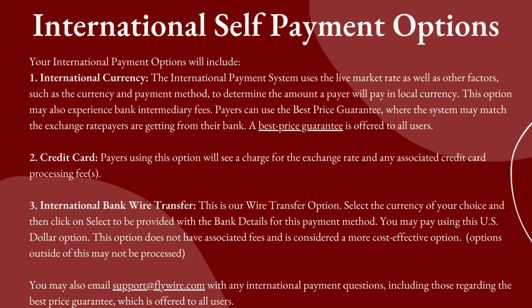Credit card. Payers using this option will see a charge for the exchange rate and any associated credit card processing fees. International bank wire transfer. This is our wire transfer option. Select your currency of your choice and click on Select to be provided with the bank details for this payment method. You may pay this using the US dollar option. This option does not have associated fees and is considered a more cost-effective option.